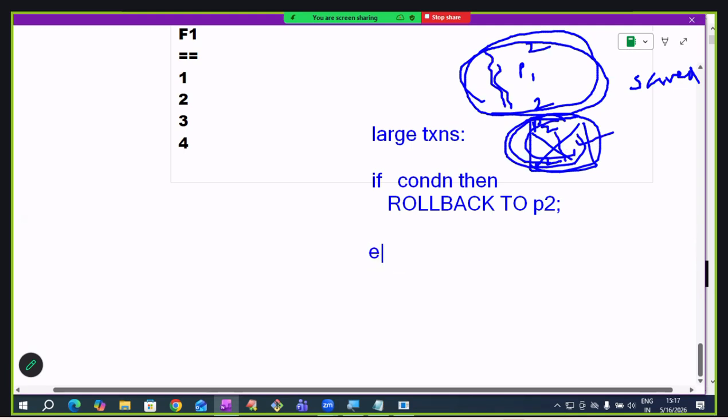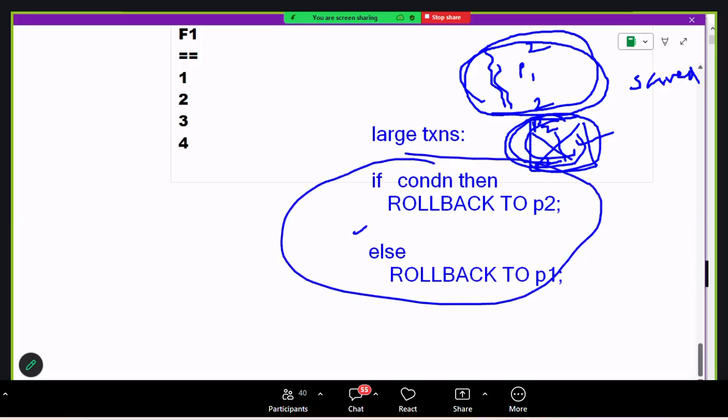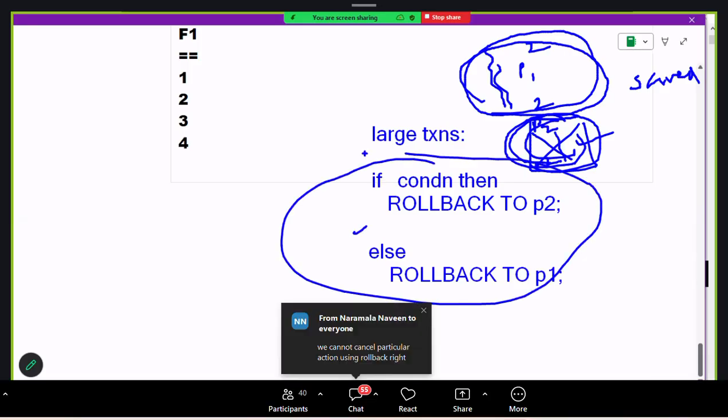If the condition is false, then cancel up to P1, rollback to P1 like this. Like this in coding, we can write in PL/SQL programs based on our requirement. When we are performing large transactions, we can cancel up to a particular point like this. The possibility is there.